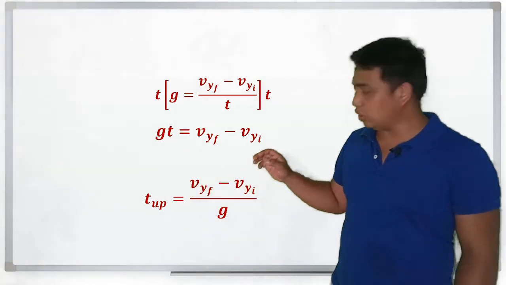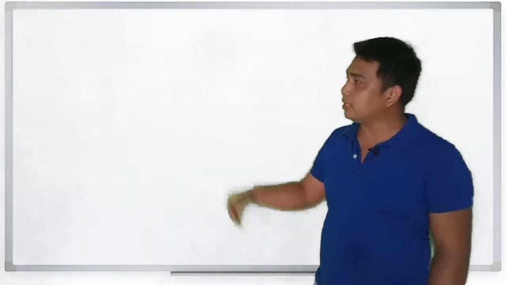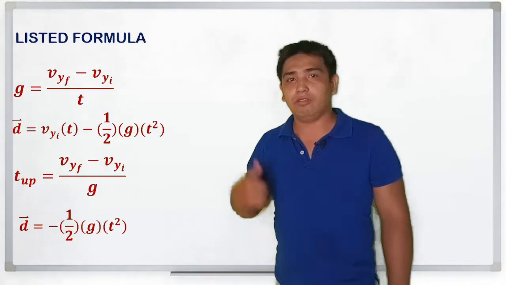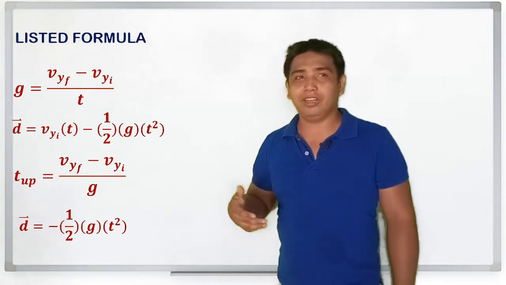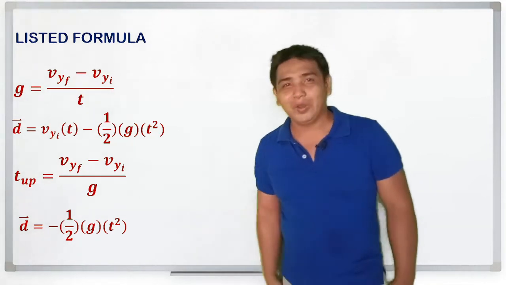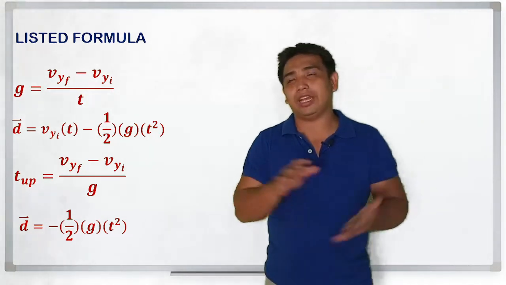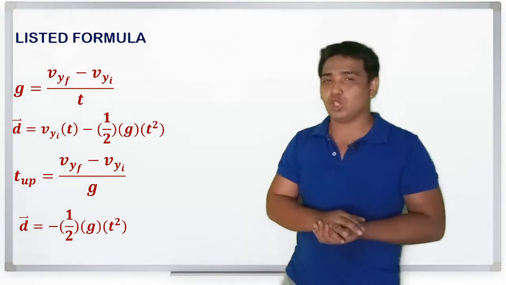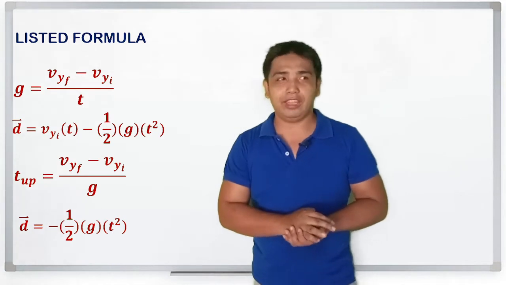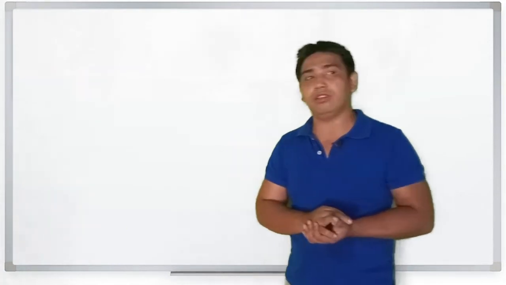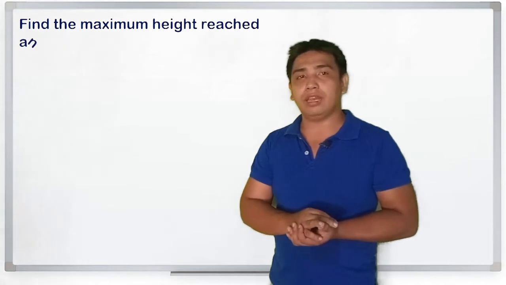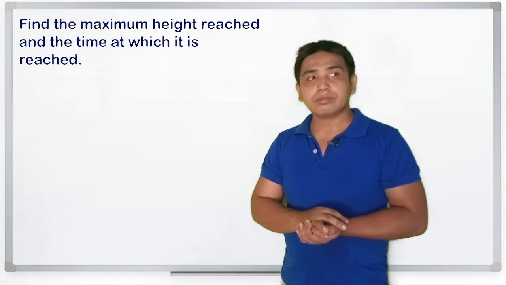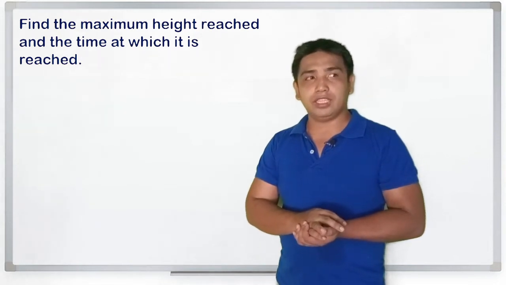Alright, so we can actually add this formula to our list of formulas right here. So you will see that as we go along the way, the formulas keep on increasing in number. So it's better if you will actually list them all, have a list, so that you will not miss and forget them. Alright, so we can substitute the value, and we can actually find the time for the ball to reach its maximum height.